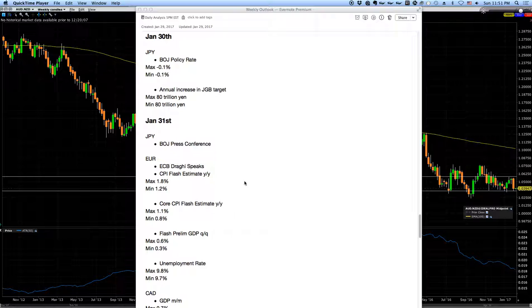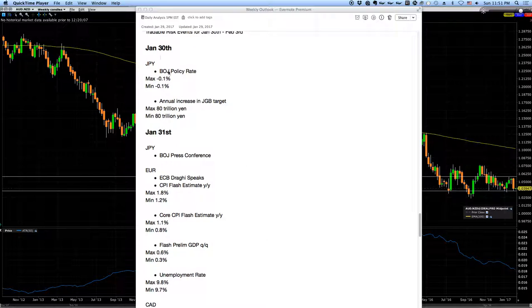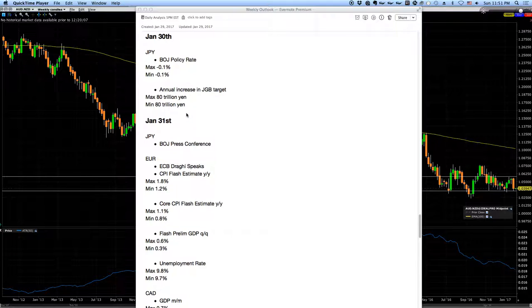So for next week, Monday, immediately we will have the Bank of Japan policy rate. We have the maximum and minimum number. As you can see, it's expected to be unchanged. Basically, the futures market has completely priced it in. So it's not going to change for both the negative 0.1% interest rate and the 80 trillion yen bond buying target. So what's going to drive is really the statement itself, not the data.